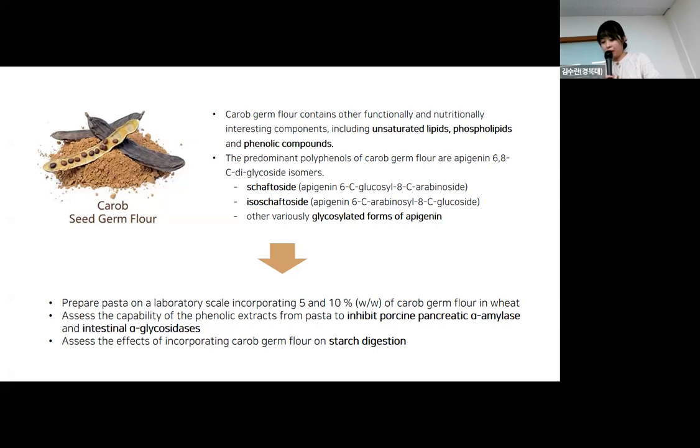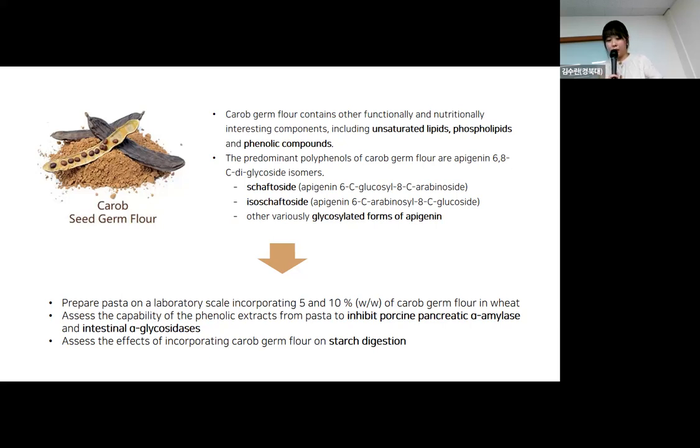The structural and functional property of carob seed flour protein has been investigated. The carob seed flour also contains functionally and nutritionally interesting components, including unsaturated lipid and phospholipid and some phenolic compounds. By virtue of its composition and nutritional properties, carob flour has a potential to be used as an ingredient for special food formulations. However, carob flour is particularly interesting for its polyphenols.